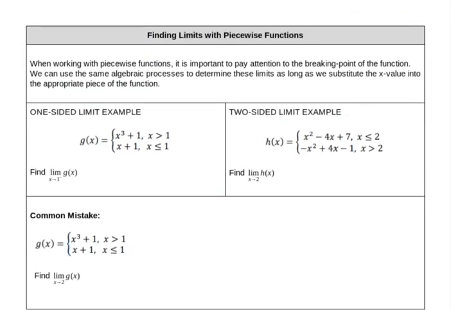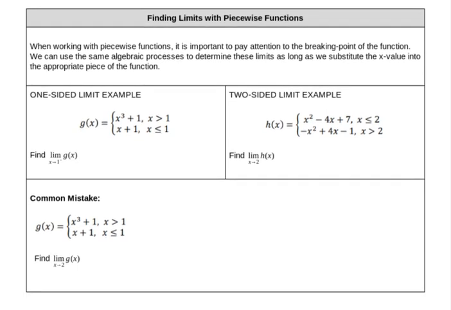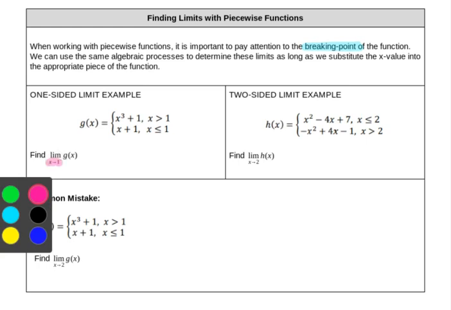Okay, one last thing. We're going to do this real quick. This is finding limits of piecewise functions. So really the key here is we need to look at wherever the breaking point of the function is. All right, so if we take a look at this first example here, this one is a one-sided limit. We're looking for the limit as x approaches 1 from the left of g of x. Well, 1 from the left means we want to be less than 1.